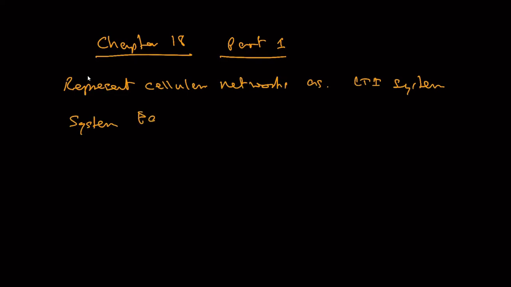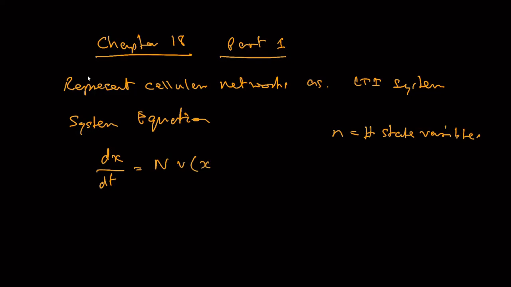So the system equation was this. You have a set of state variables, so we'll have n equals the number of state variables. These would be proteins or metabolites, whatever. And we have something called N and also something called V of P. So N is the stoichiometry matrix.